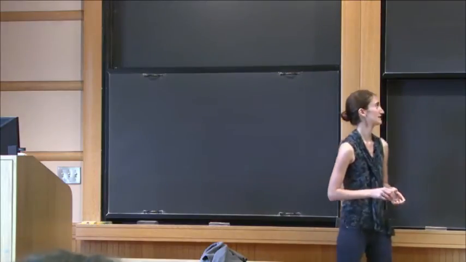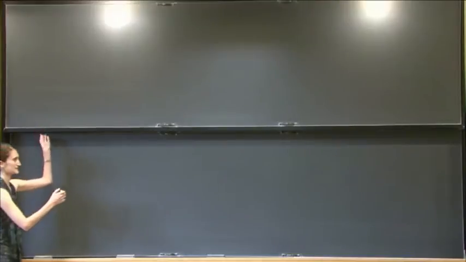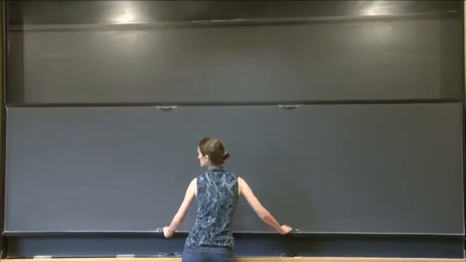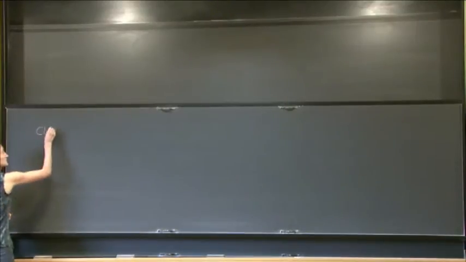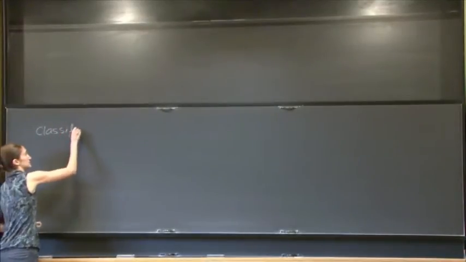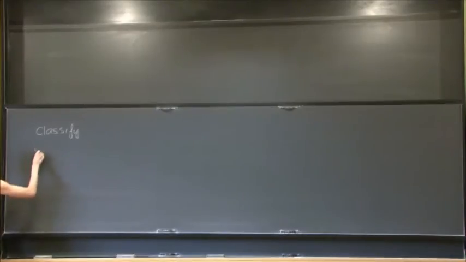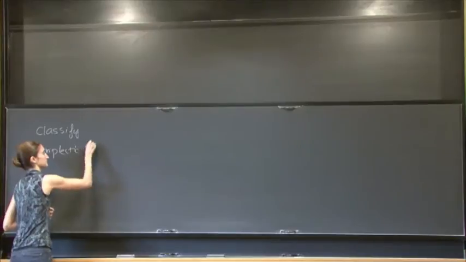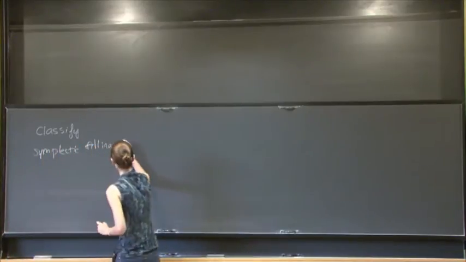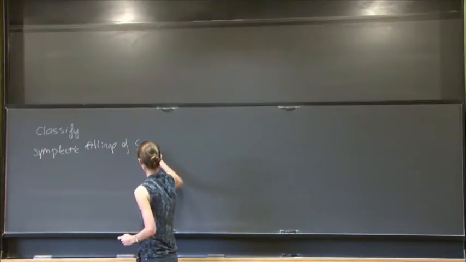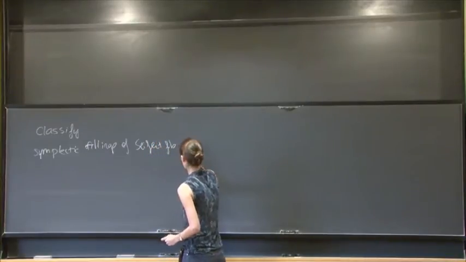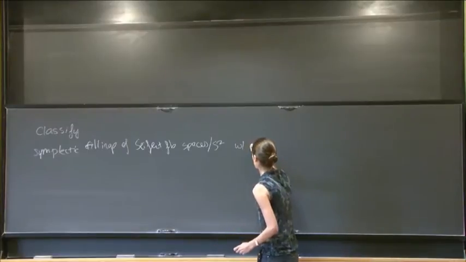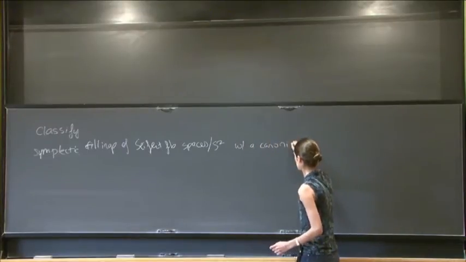So the story I want to tell you starts out with a classification problem. So what do we want to classify? I'm looking at symplectic fillings of Seifert fibered spaces over the two-sphere with a canonical contact structure.